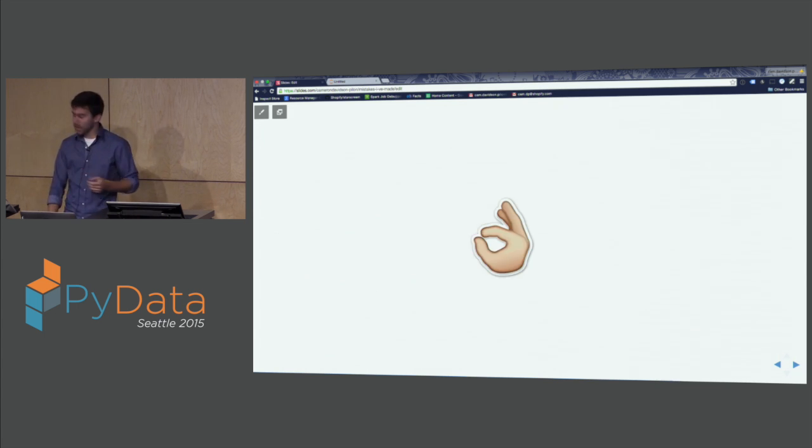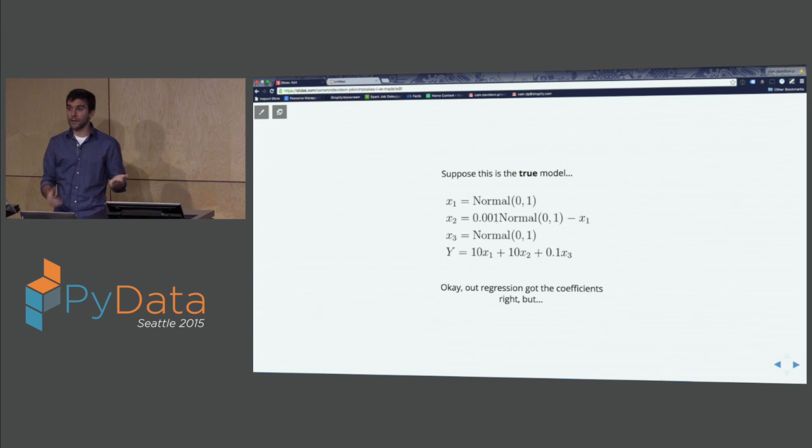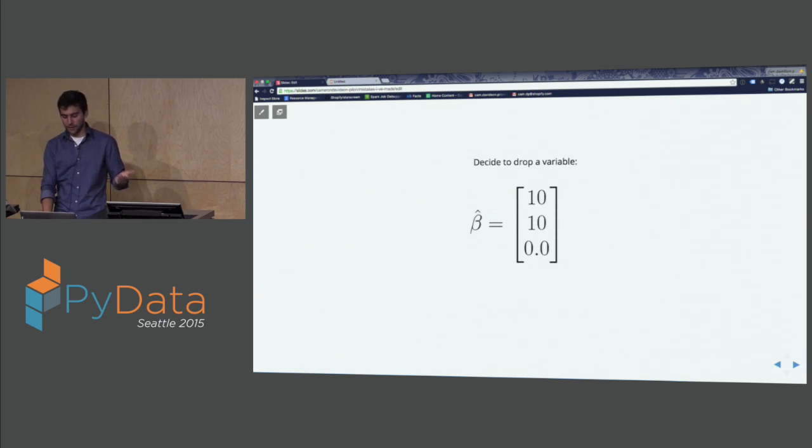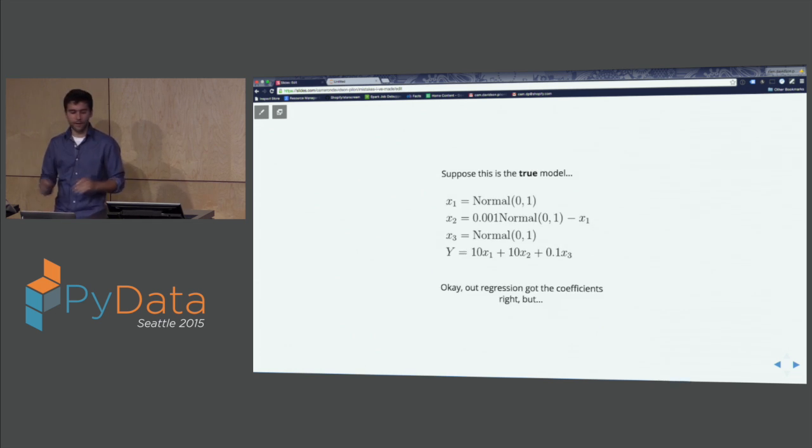So that might not be a bad idea. Everything's okay, maybe? Well, suppose this is the true model. x1 is normal 0, 1. It's not noise, it's just generating fake data. x2 is equal to this weird 0.001 times normal 0, 1 minus x1, I'll get to that. x3 is again normal 0, 1, and then y is generated by 10 times x1 plus 10 times x2 plus 0.1 times x3. So we did get the right coefficients: 10, 10, 0.1.